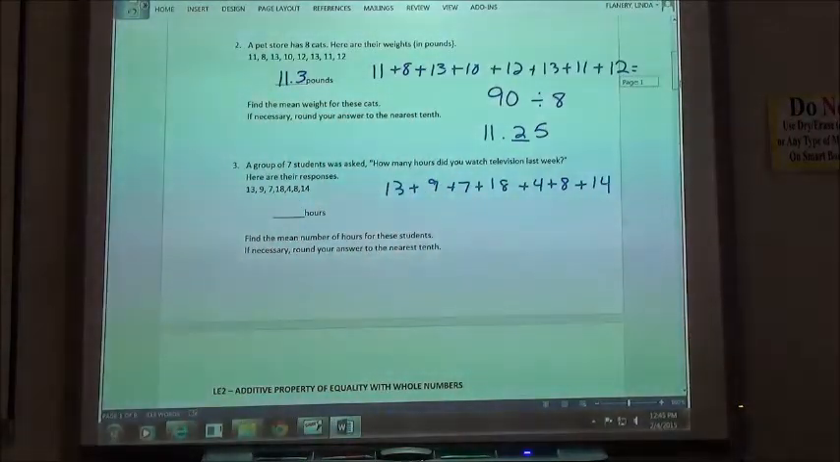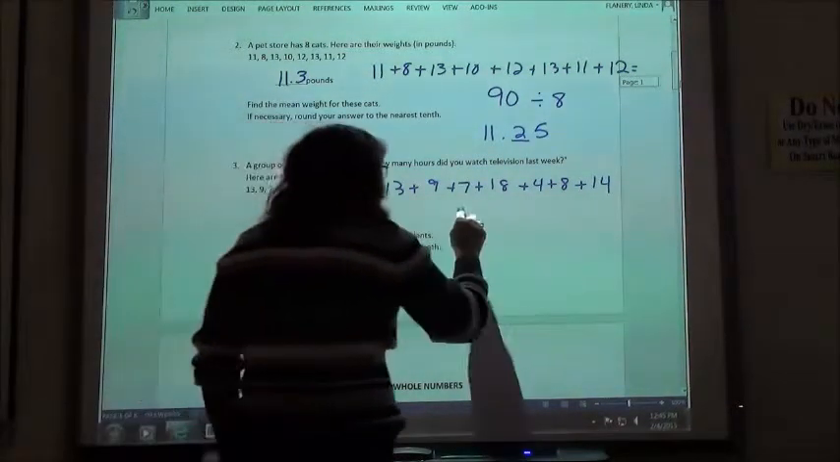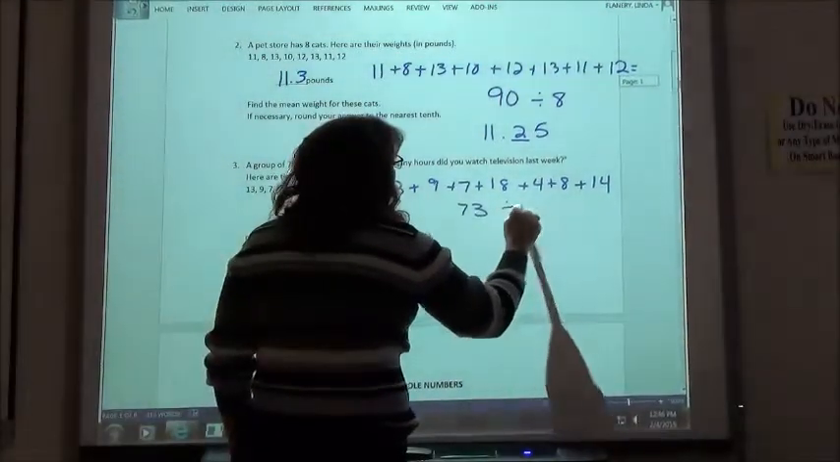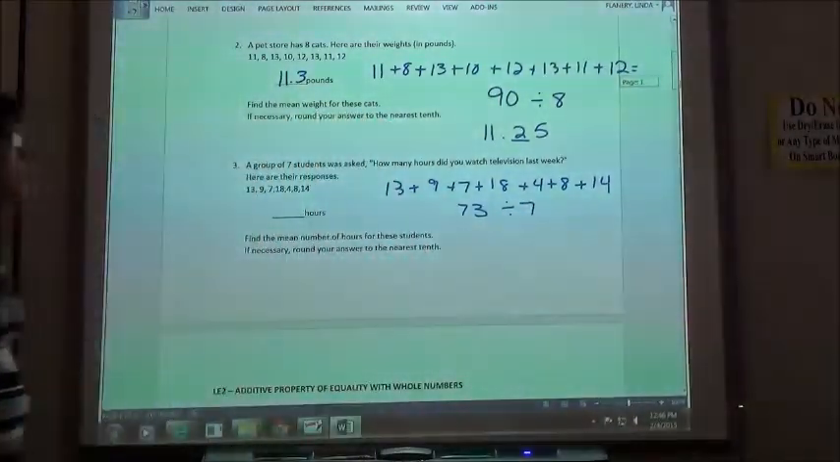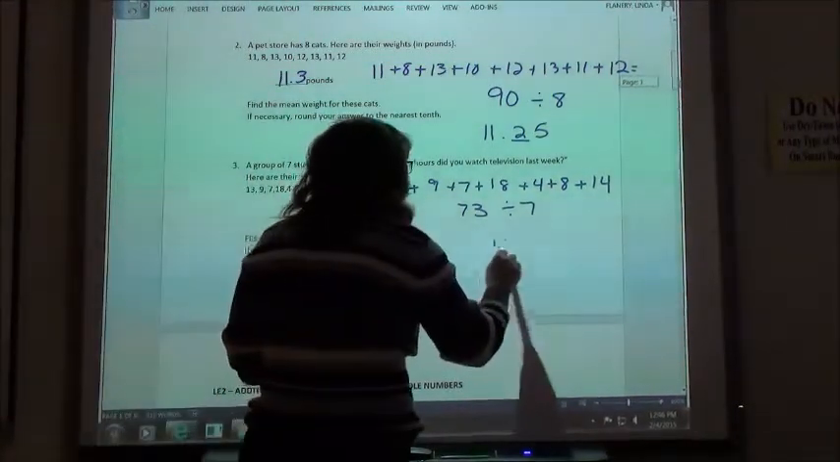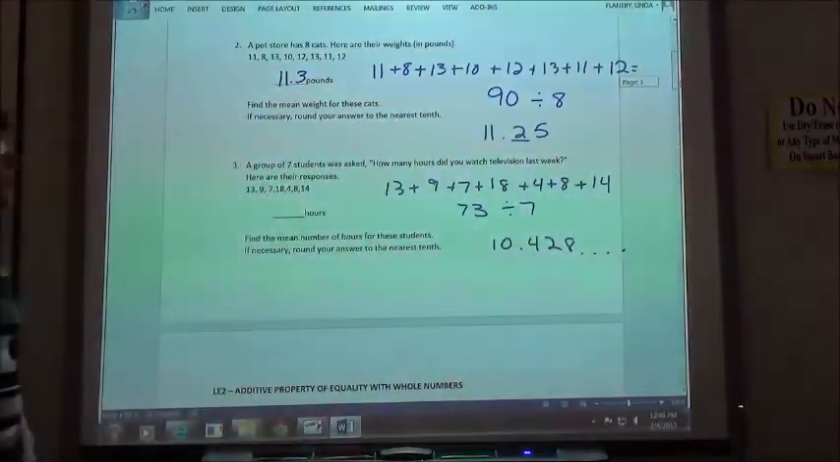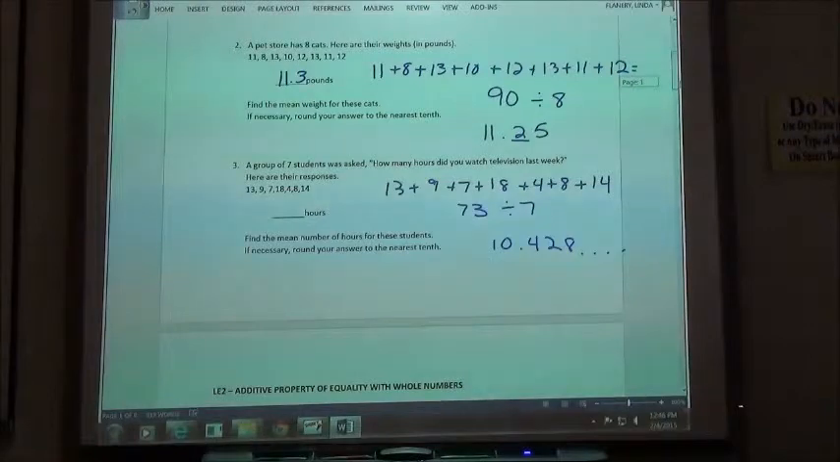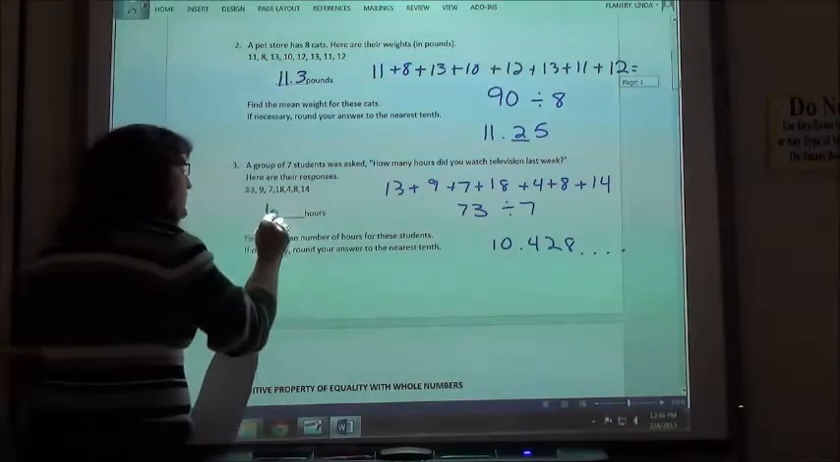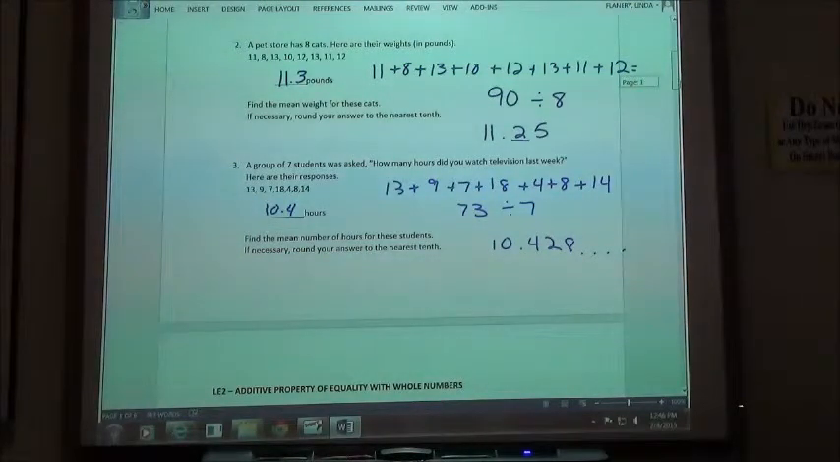So when you added all 7 of those numbers together, you came up with 73. You divided it by 7 students, and 73 divided by 7 gave you 10.4285714. And if I round that to the nearest tenth, then I'd give my answer as 10.4, which again is somewhere in the middle of my list, between the highest and lowest numbers anyway. And so it looks like a good answer.